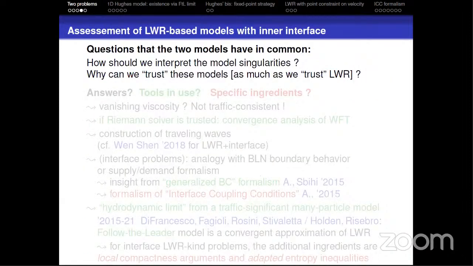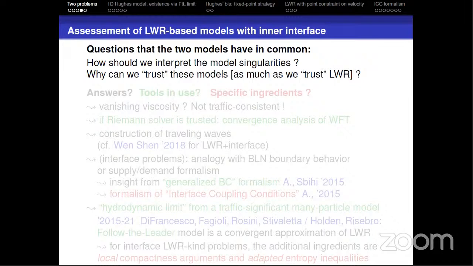Okay? So here are more precisely the questions that are more or less in common in these two models. The first one, like the question Yannick dealt with in his talk, is how should we interpret the model singularities? What's going on at the interface? And the second one is why can we trust these models, in the sense that if you trust LWR, then on top of LWR you add some other phenomena. Why is this consistent with what you want to model?